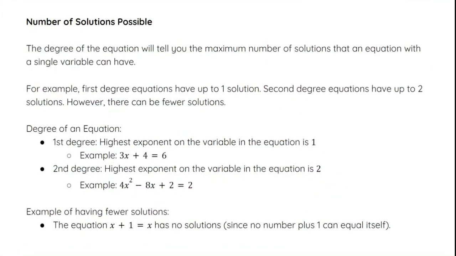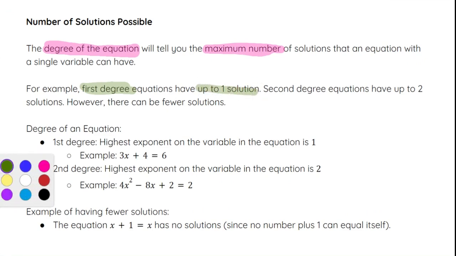So the next thing we're going to look at is the number of solutions possible in a given equation. The degree of the equation is what's going to tell us the maximum number of solutions. It won't tell us how many solutions there will be, but it will tell us the max number of possible solutions that an equation may have. So for example, if we have a first degree equation, then there is up to 1 solution. It could be less than that.